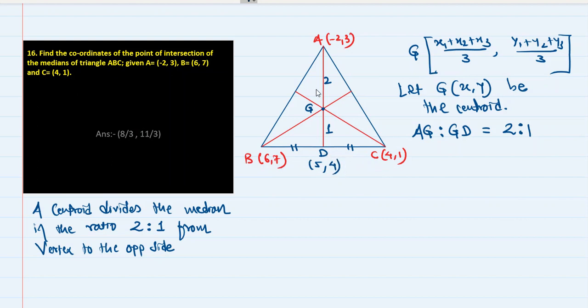We know the coordinates of A and D, and we know the ratio AG is to GD. Using the section formula we can find the coordinates of G. Please find it. Please pause the video and find the coordinates of G. We also got to know the property of the centroid of the median. Come on, do it. Please do it.